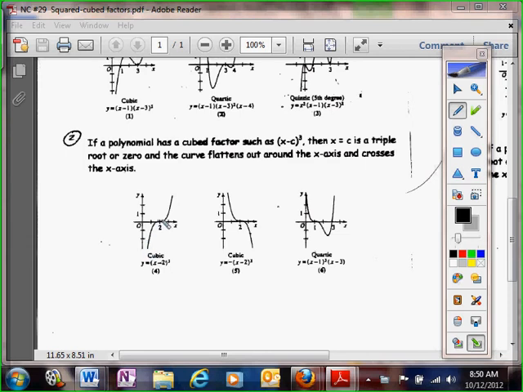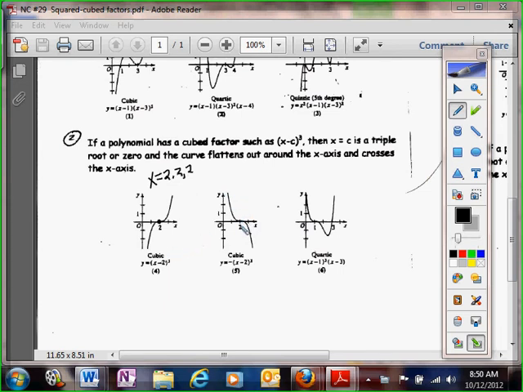And you can also tell by the basic shape that it's a cubic. But as you look, it doesn't bounce off and it doesn't just go through the 2. It approaches the x-axis and it flattens out there, which means that x equals 2 is a triple root. So it actually counts 3 times. There's my 3 solutions, x equals 2.